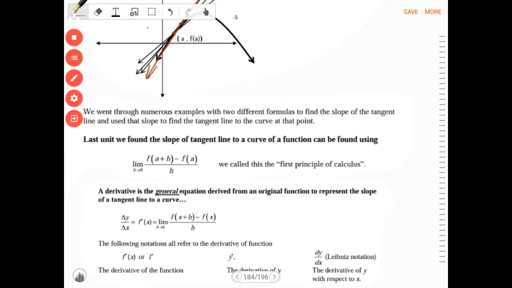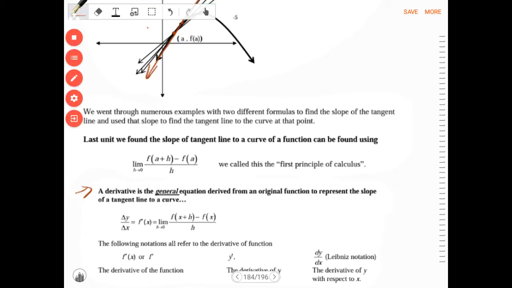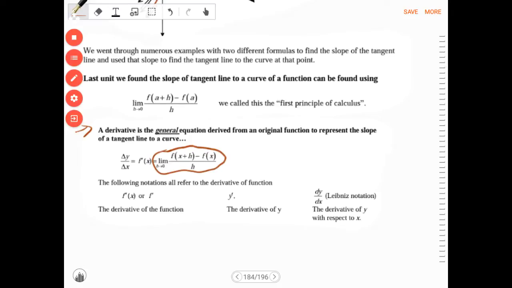The derivative is simply the general equation derived or made from the original function to represent the slope of a tangent line at any point on the curve. So it's using this little formula here. Remember, this is the formula that gives us the equation for the slope. The other equation we had to use to figure out the slope every single time, and that was a lot of work. So this particular equation gives us a slope equation, or a formula that gives us a general slope. Now we're calling that a derivative.